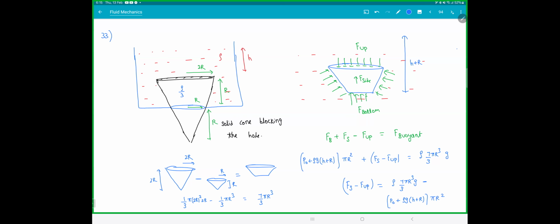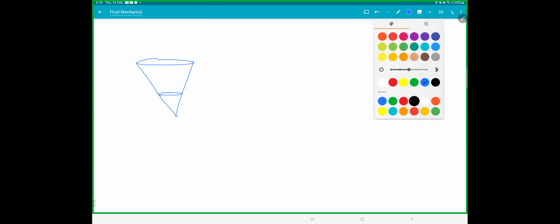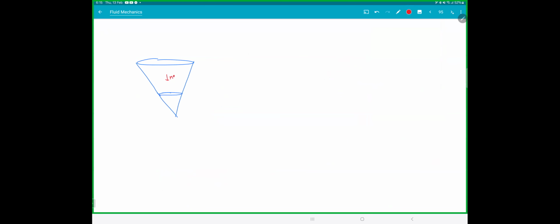Have a look at this thing. So actually F up also I know, right? Which is P naught plus rho G H into 4 pi R square. I could have calculated F side walls also. Now, when you draw the FBD, look at the forces. Your own weight mg. This is F up. This is your F side walls. And the atmosphere here is pushing with P naught.